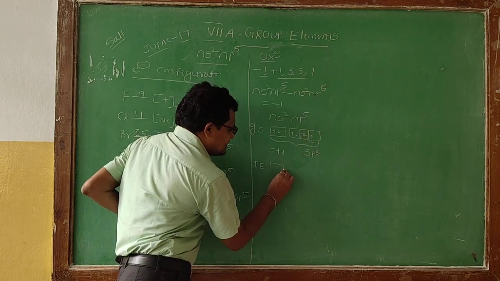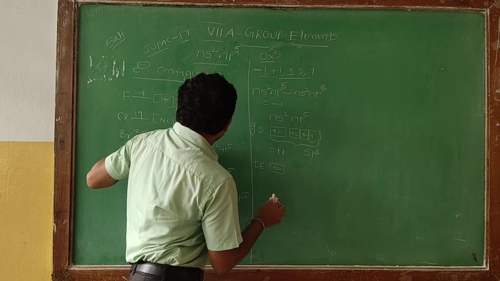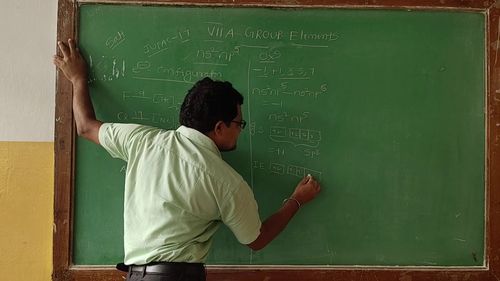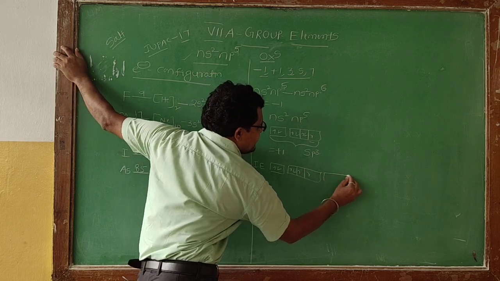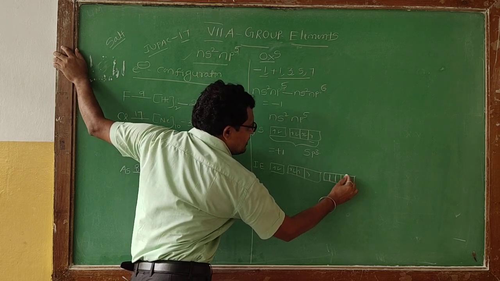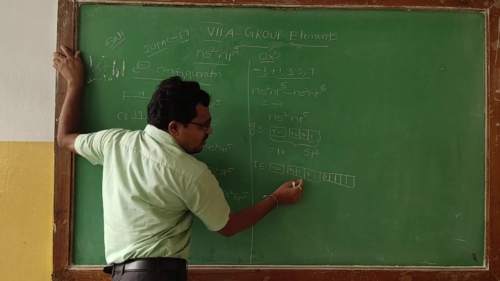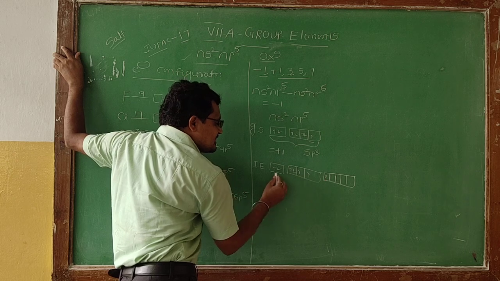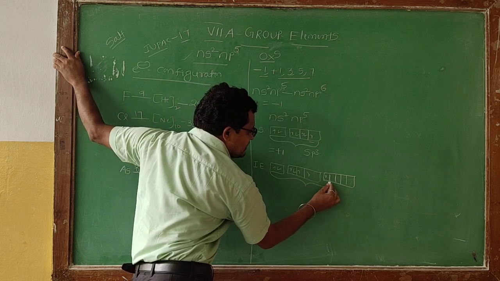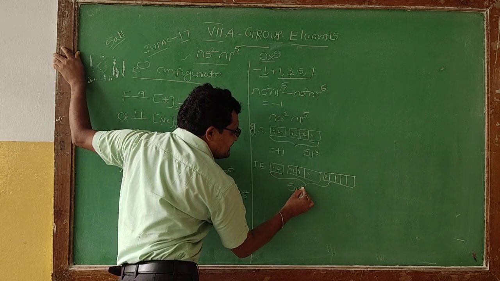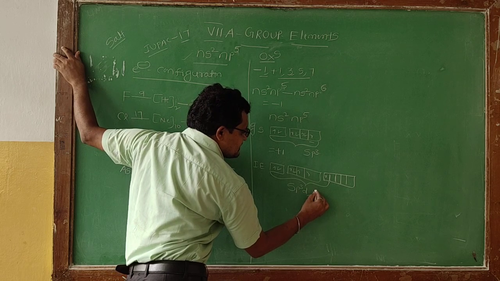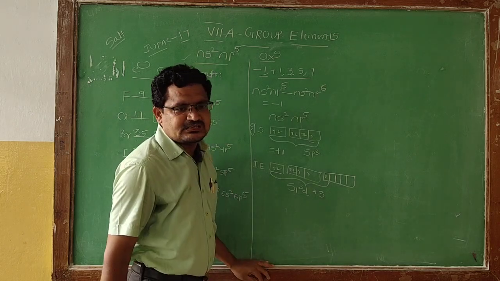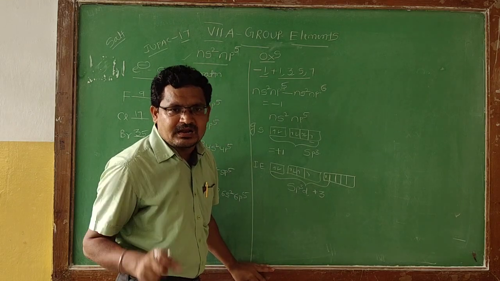So what happened here? s contains 2 electrons, p contains 3 orbitals and 4 electrons, and d contains 5 orbitals and 1 electron. How many unpaired electrons are there? 1, 2, 3. That's why its oxidation state is +3. It undergoes sp3d hybridization. Simply, oxidation states depend upon unpaired electrons.